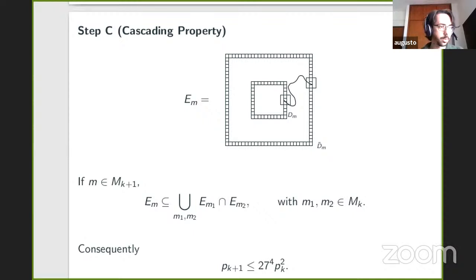Now, unhappily, my setup is terrible today. I don't have a pen to draw.